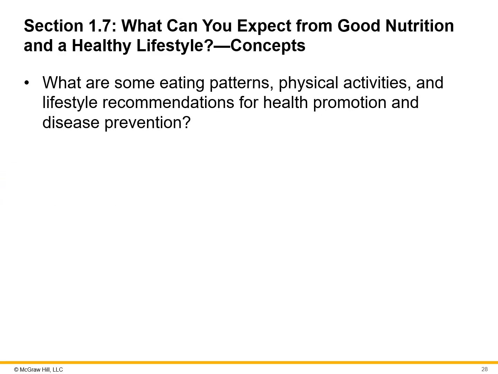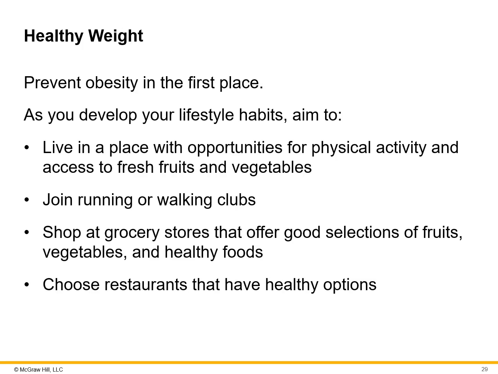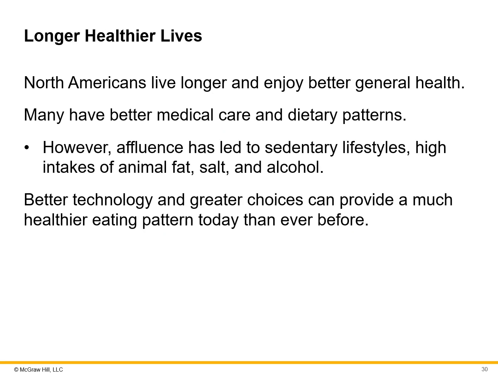All right, so our last section here is just what we can expect from good nutrition. So why is it important? Healthy weight, so preventing obesity to begin with. That starts with developing good lifestyle habits, aiming to live in a place with the opportunity for physical activity. Also, access to fresh fruits and vegetables is important. Joining different running and walking clubs, so just an active community. Grocery stores that have a good selection of fruits and vegetables and healthy foods. And then choosing restaurants that have healthy options as well.